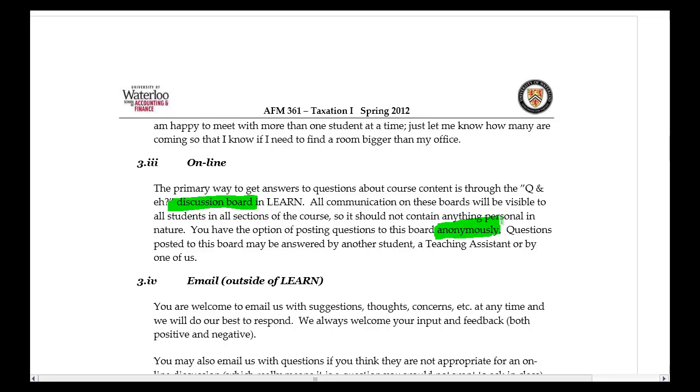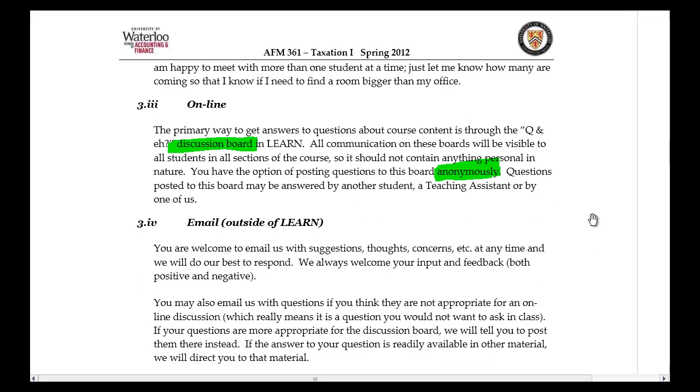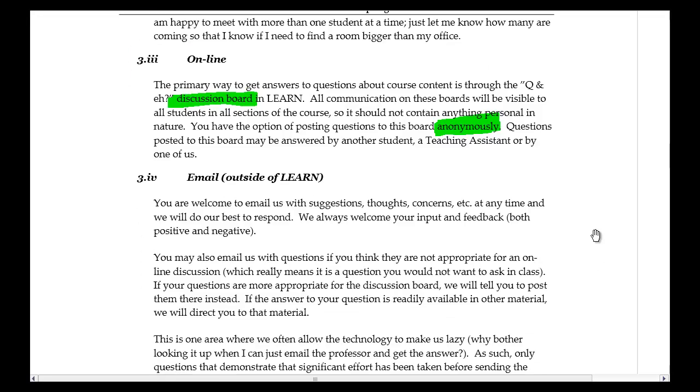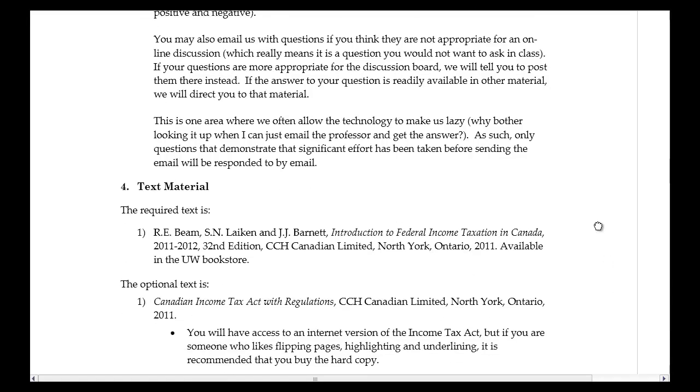So we really want to use the discussion board, and we're going to make efforts to have that be an effective way for all of us to communicate. I'll leave the rest of this for you to read.